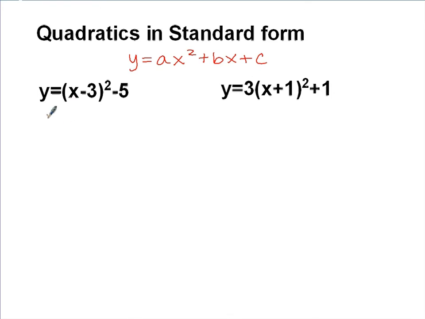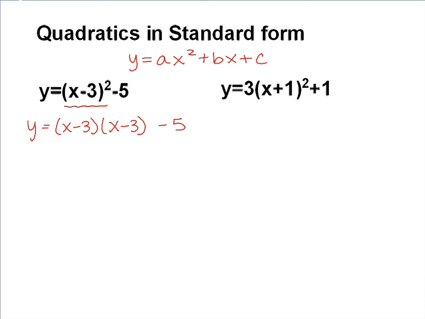So let's take a look at this first one. Y equals x minus 3 squared minus 5. Well, the first thing that we want to do is multiply this out. Okay, so we need to rewrite that for what it actually means. And x minus 3 squared means x minus 3 times x minus 3. And we still have this minus 5 over here, so we better write it down.